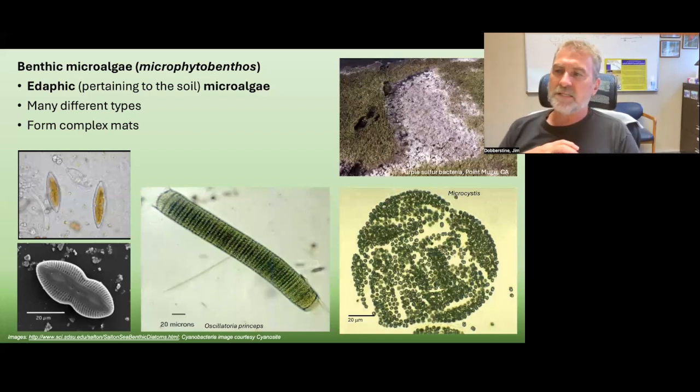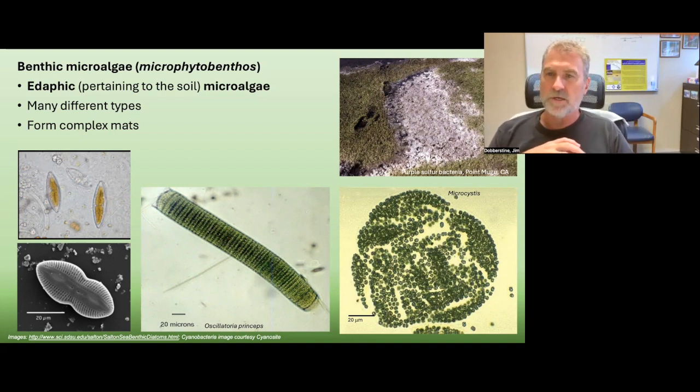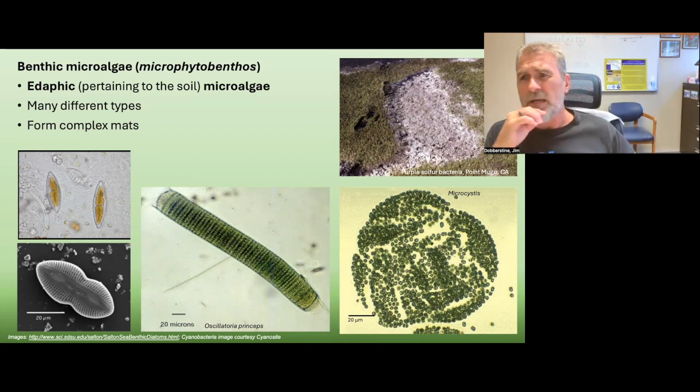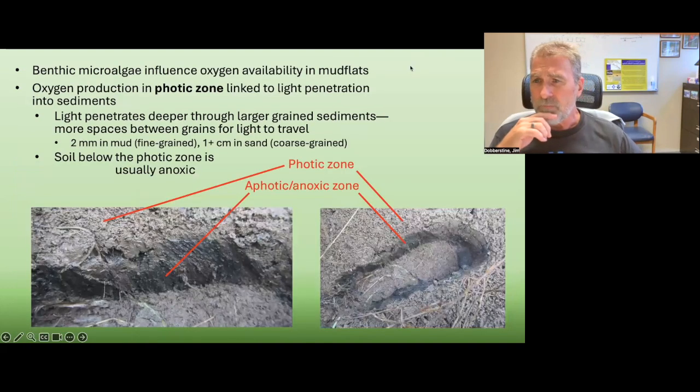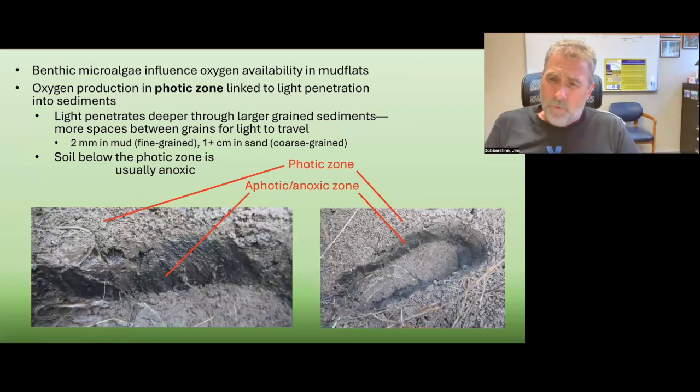Now, for the mud flats specifically, one of the things that makes them very valuable is the microphytobenthos, the benthic microalgae that occurs in the sediments. There's a variety of these different types of microalgae, and they do form complex mats that are really down in the sediments and they become part of the sediments, right? So these microalgae are extremely important in terms of helping diffuse oxygen into the surface of the sediments.